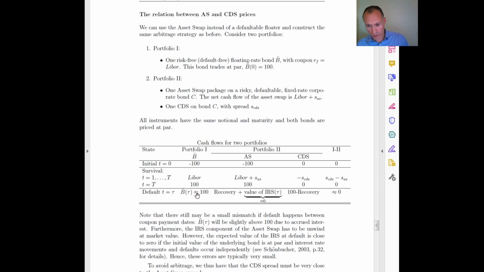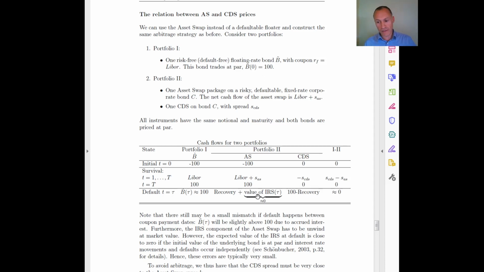This is a floating rate bond, so it should be very close to 100. What you get in the asset swap is a little bit tricky, in the sense that what you get from the two things, from the package, is the recovery rate of the bond. In case of default of the bond, you get just what is left, what is worth, the recovery of the bond. And you still have the interest rate swap, which does not disappear due to default of the bond.